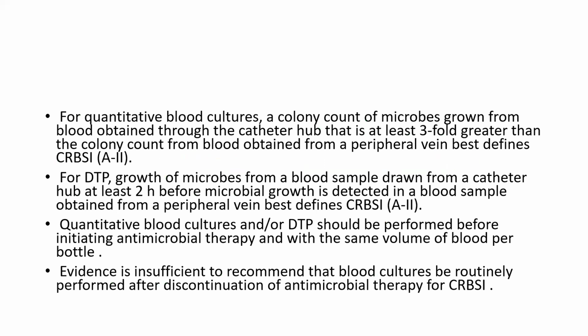For quantitative blood culture, a colony count of microbe grown from the blood obtained through the catheter hub that is at least threefold greater than the colony count from blood obtained from the peripheral vein best defines CRBSI. For differential time to positivity, growth of microbe from the blood sample drawn from the catheter hub at least 2 hours before microbial growth is detected in the blood sample obtained from the peripheral vein best defines CRBSI.